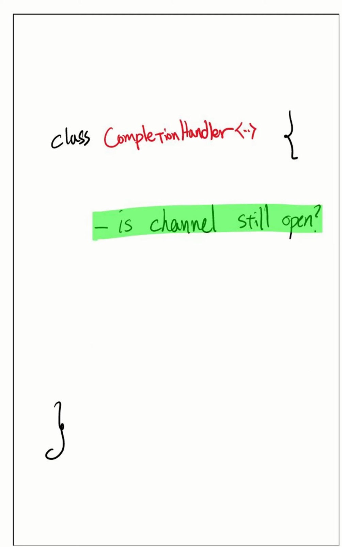Given that a completion handler can access the underlying asynchronous channel from the attachment, then within the callback we should be able to examine if the channel is still open or valid. For example, we can consider running some cleanup operation if the channel is closed or is no longer valid to do I/O on.